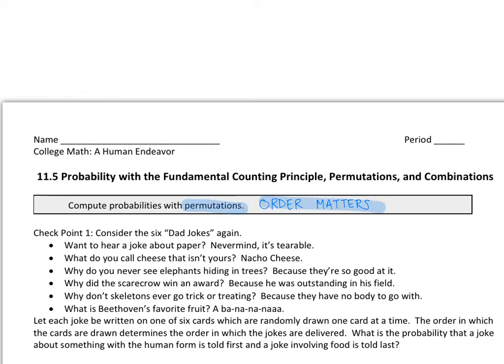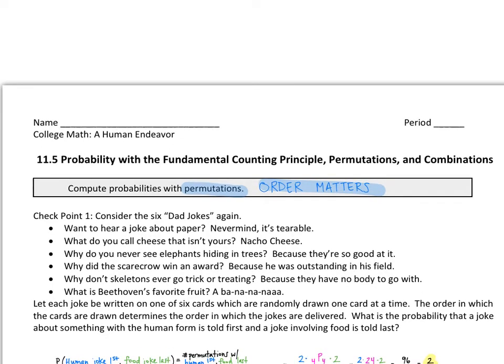So remember those dad jokes that we talked about in a previous video. All right, you can read through those. And what we want to do is look at this first example where it says, let each joke be written on one of 6 cards, which are randomly drawn 1 card at a time. The order in which the cards are drawn determines the order in which the jokes are delivered.